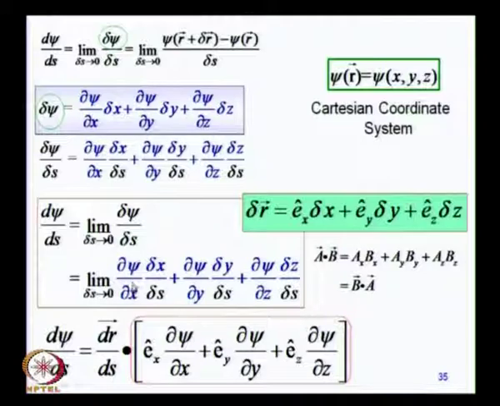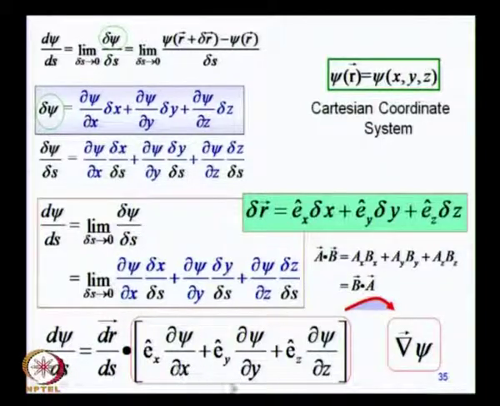The other component must be del psi by del x, the x component, del psi by del y must be the y component, and del psi by del z must be the z component, because then if you multiply the corresponding components you get the dot product a dot b, right. So, it is very straightforward now. This quantity that you have in this red box over here, this is what we call the gradient of psi. This is the definition of the gradient of psi.